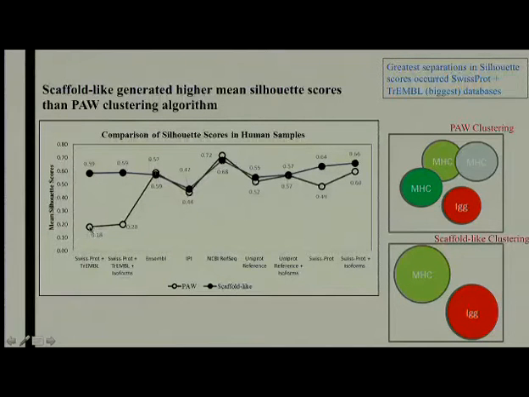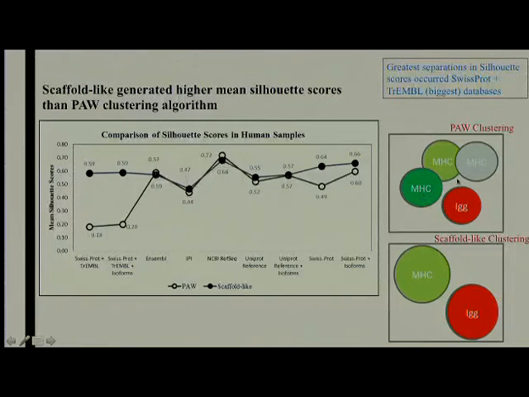This big separation, we believe, is because of how the PAW and the Scaffold-like algorithms are different. The PAW clustering algorithm uses the unique peptide evidence to see if there's sufficient unique peptide evidence to form a cluster. So it's more of a clever algorithm that looks into both unique and shared peptide evidence. However, the Scaffold-like algorithm has a very liberal clustering criterion. All it does is, if two proteins share 50% of the peptides, then it clusters them together. So it's more of a one-size-fits-all sort of clustering. And so what we believe is that for these larger databases, with the PAW clustering algorithm, we found several clusters that contain proteins that come from the same family. So, for instance, you could find several MHC clusters.